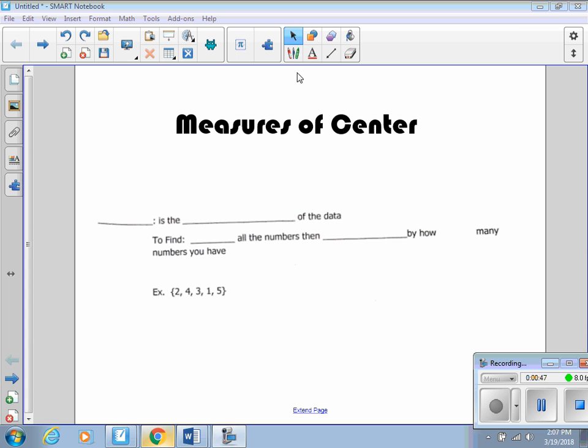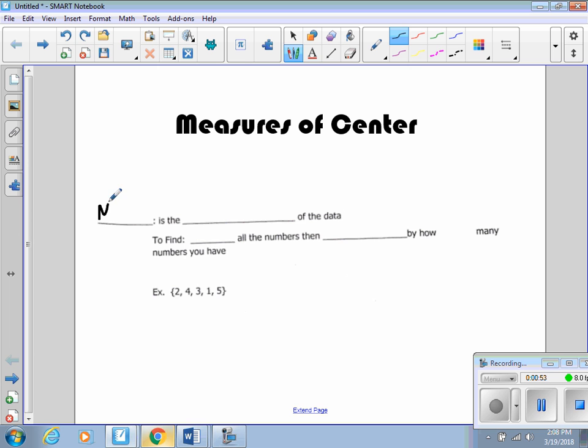Alright, the first measure of center that we are going to learn about is the mean. And the mean is the average of the data set. So it's kind of like your grade. Your class grade is the average of all of the individual grades that you get across the board.